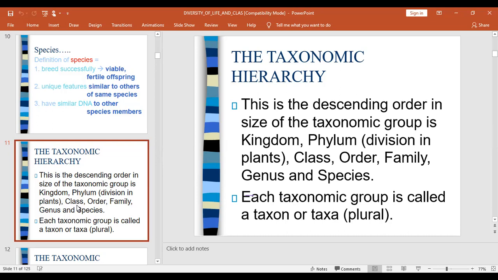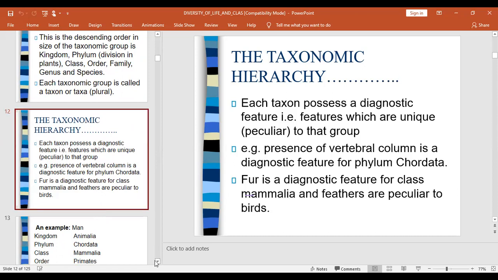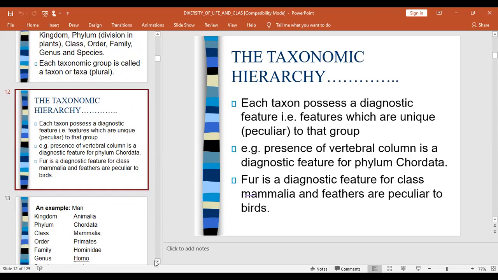But for the purpose of taxonomy, we use features that we are able to see naturally. And therefore, we start with the kingdom, then the phylum, then the class, then the order, then the family, the genus, and then the species. Each group in that hierarchy is called a taxon. Each taxon has certain characteristics. They have features that are unique, peculiar to that particular group. If you're talking about the species, it must be what is only present at that species level.